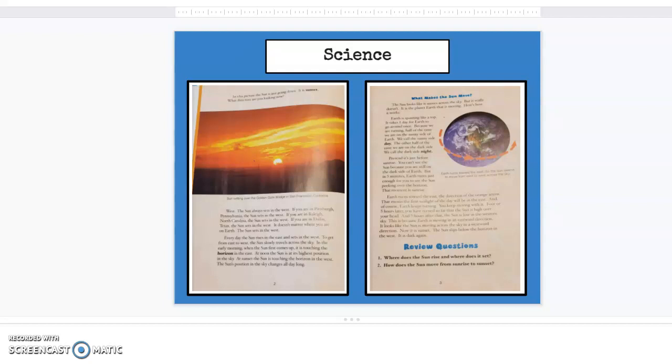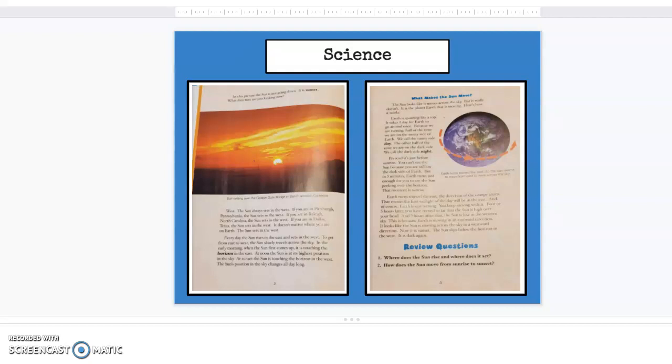What makes the sun move? The sun looks like it moves across the sky, but it really doesn't. It is the planet Earth that is moving. Here's how it works. Earth is spinning like a top. It takes 1 day for Earth to go around once. Because we are turning, half of the time we are on the sunny side of Earth. We call the sunny side day. The other half of the time, we are on the dark side. We call the dark side night.